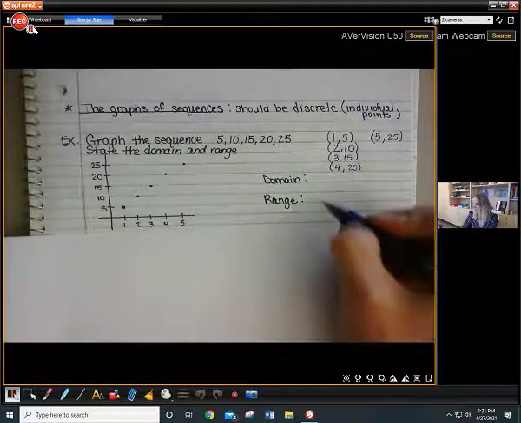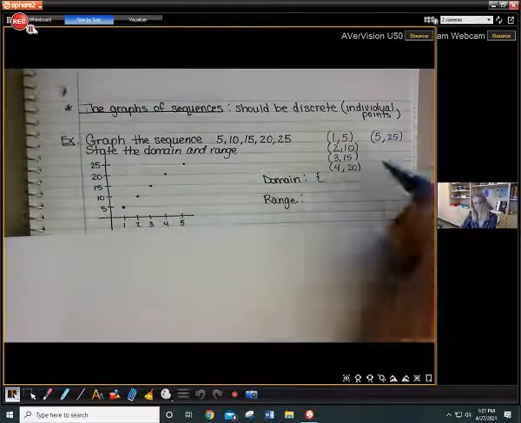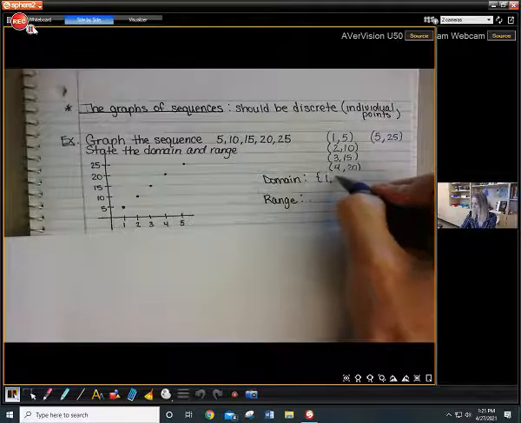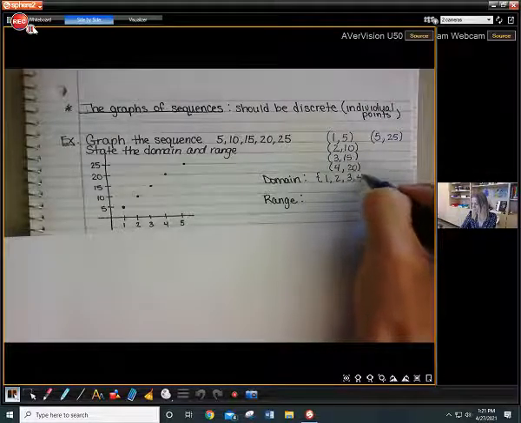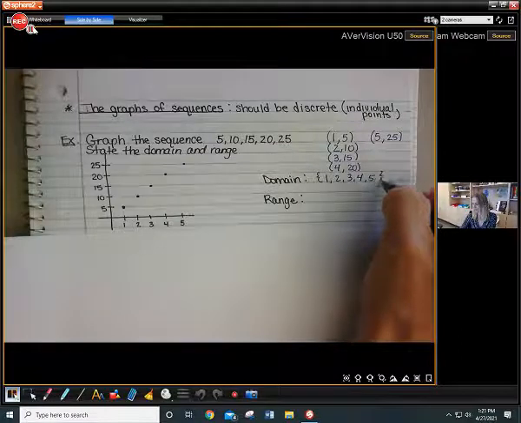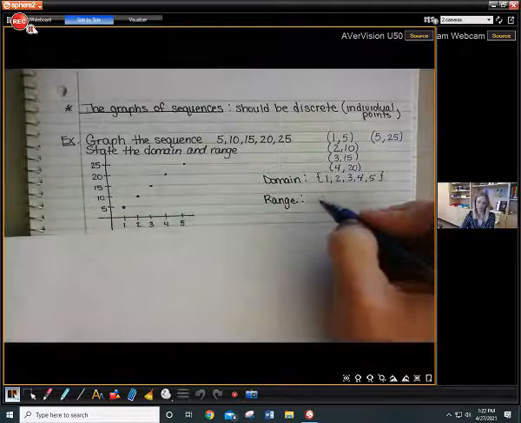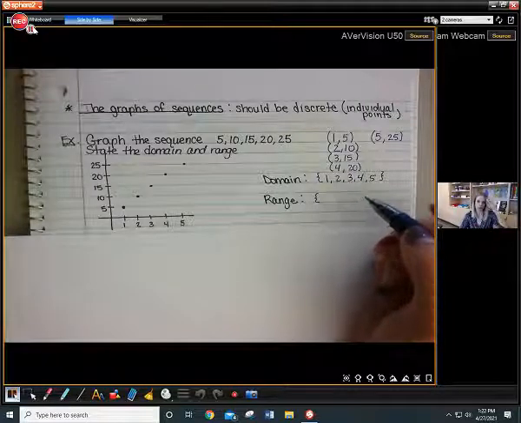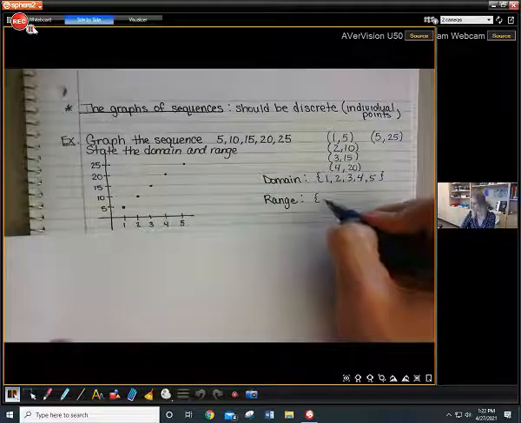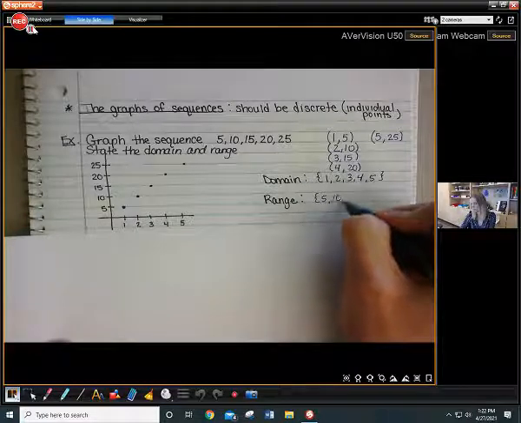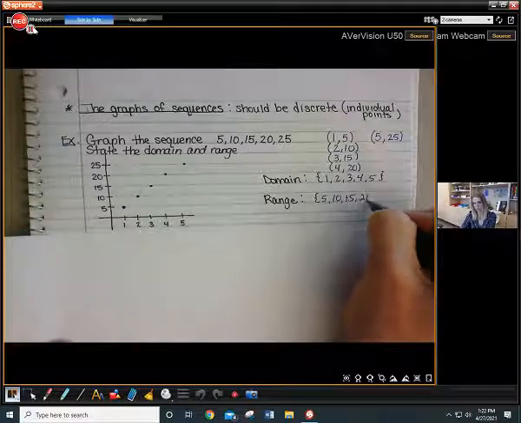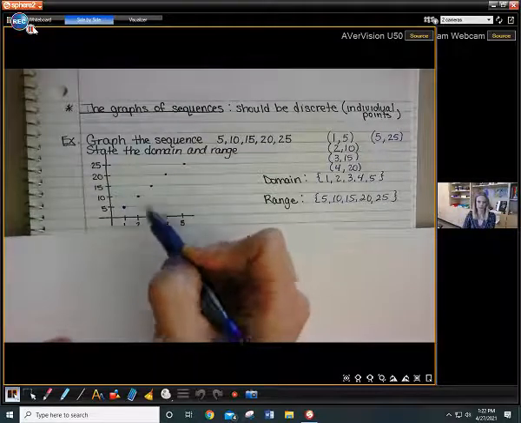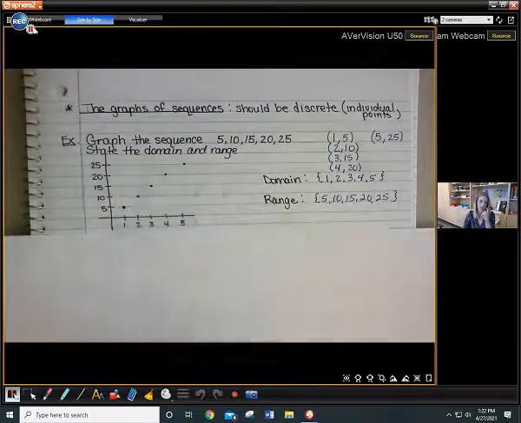And then again, you're going to state your domain. So the domain is the position numbers. So there was a first spot, a second, a third, a fourth, and a fifth spot, and it was finite, so I don't need the dots. And then the range is the term or the number that's actually in that spot. So in the first spot there was the 5, then it was the 10, the 15, the 20, and then the 25. Okay, so again, these should be just individually plotted points.